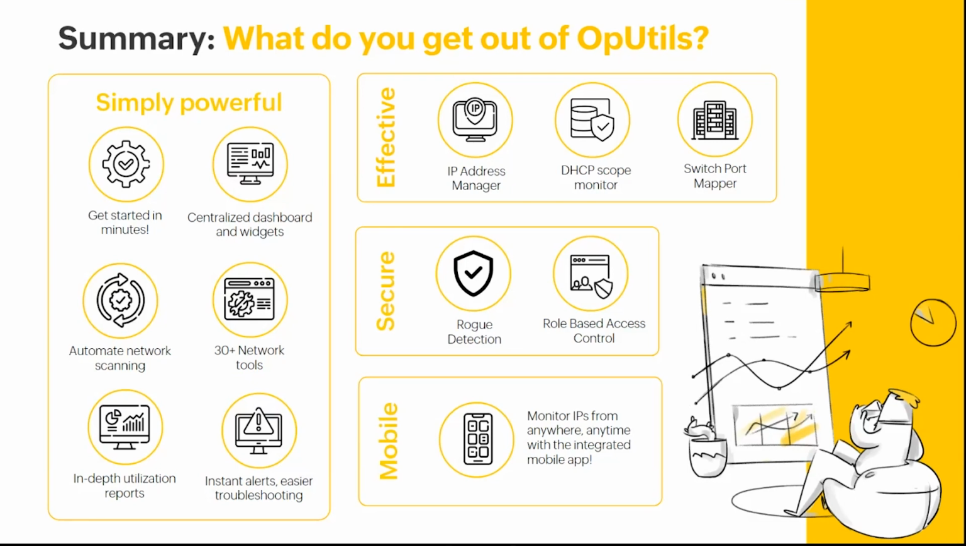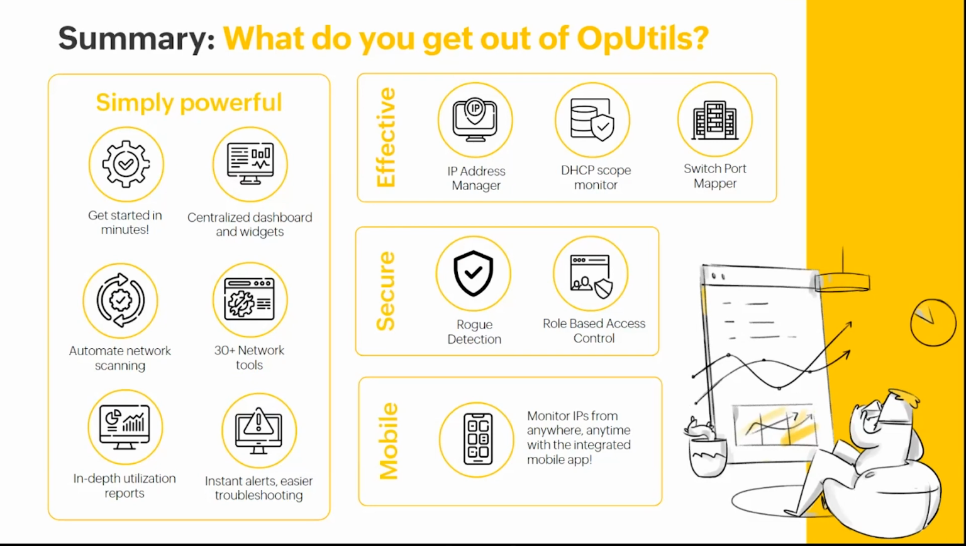And OpUtils boasts a centralized dashboard with customizable widgets to provide visibility into crucial monitoring data. It automates network scanning, eliminating the need for manual scans and ensuring real-time data updates. OpUtils offers over 30 network tools, eliminating the need to switch between multiple tools. In-depth utilization reports and instant alerts keep you informed about network nodes, enhancing your ability to monitor and troubleshoot.